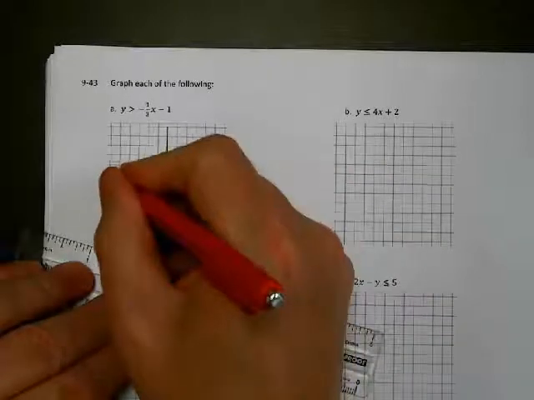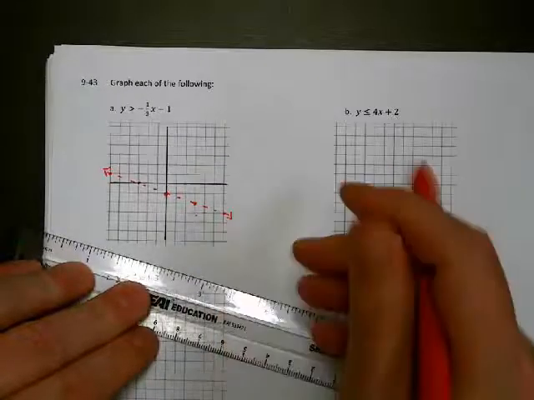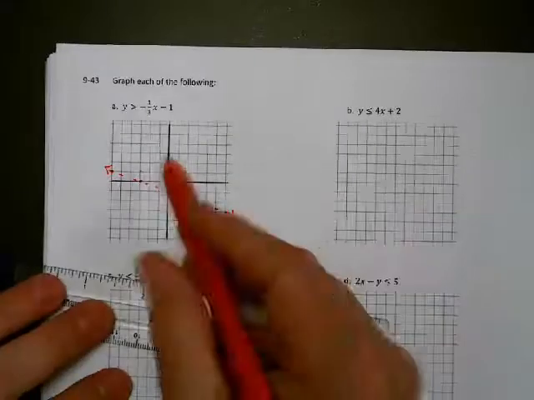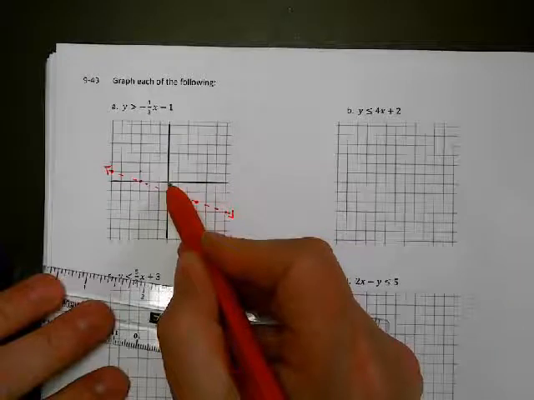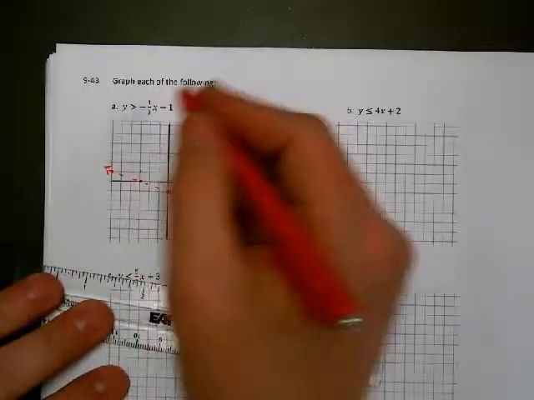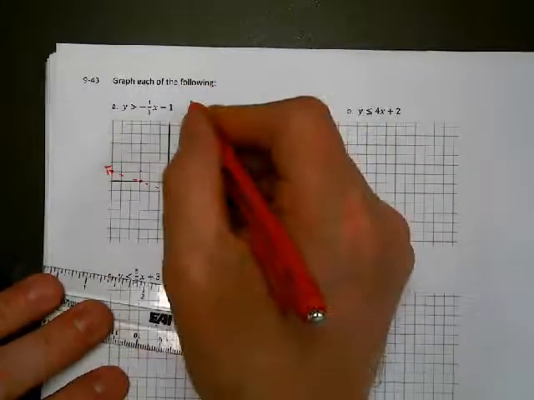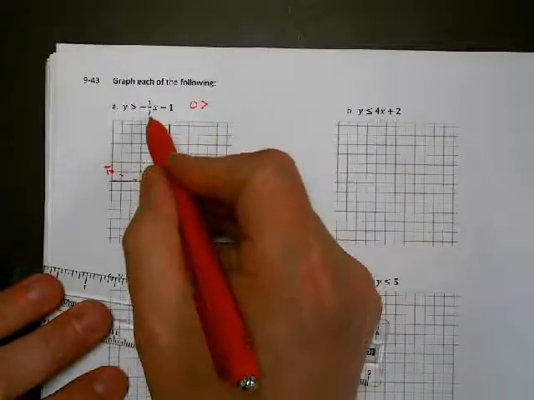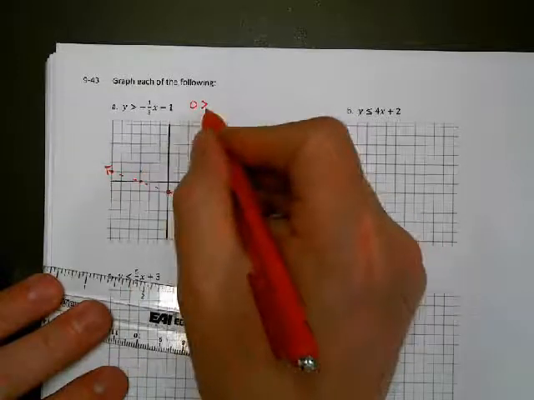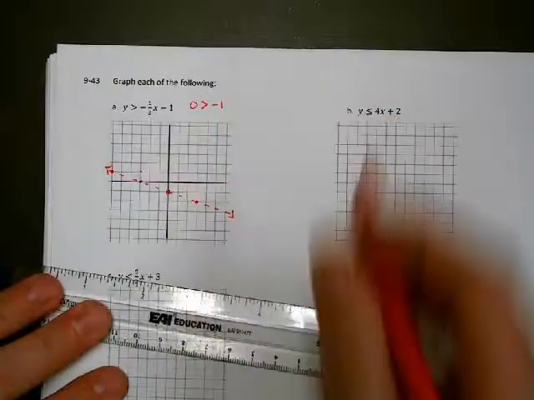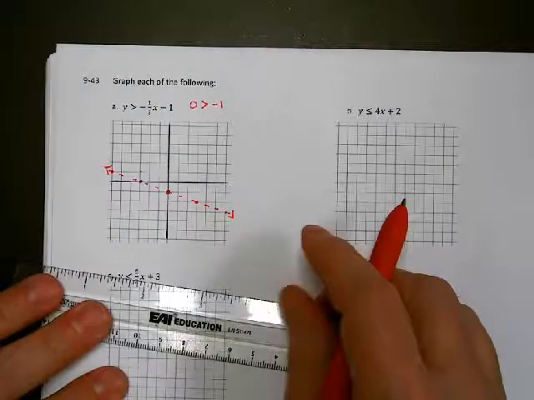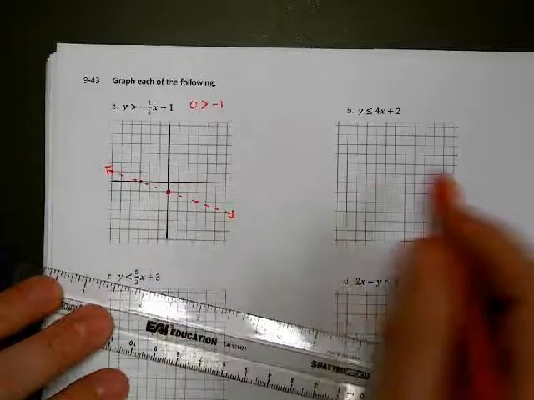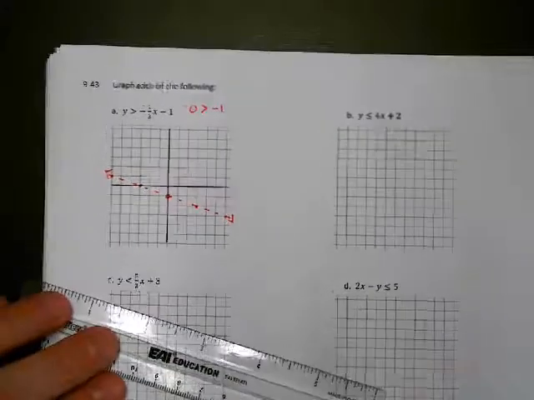And now we have to decide, are our answers above the line or below the line? I like to pick, like I said before, 0, 0. So let's plug in 0, 0. If I plug in 0, 0, I get 0 is greater than negative 1. Is 0 greater than negative 1? Yes, it is. So 0, 0 is a solution, which means everything above the line is a solution.